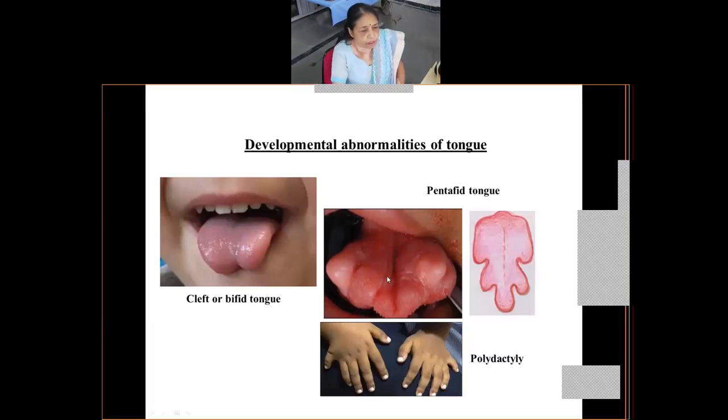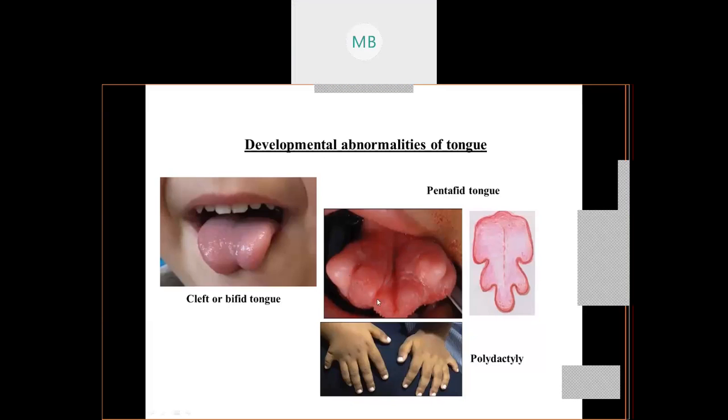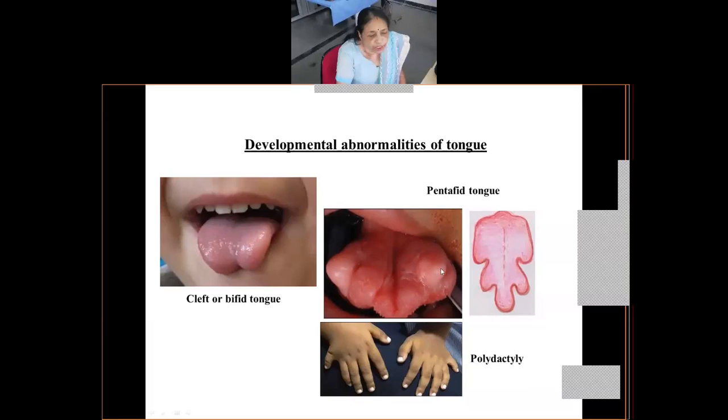Yes, ma'am. Okay. So here you can see five prominences, five bifurcations. This is known as the pentafid tongue, and it is part of a syndrome, usually with one extra finger, which is known as polydactyly.